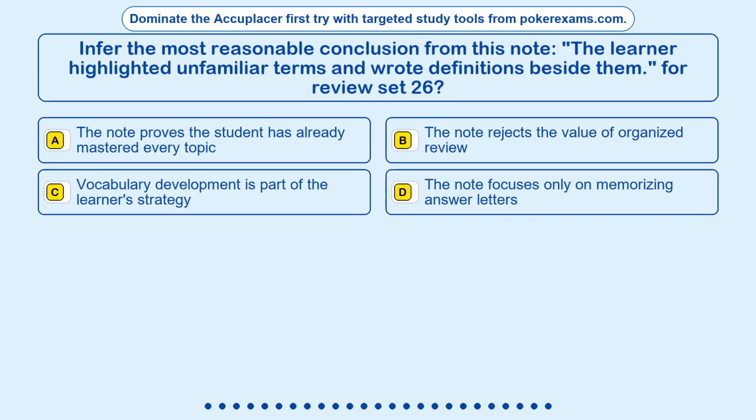Question 14. Infer the most reasonable conclusion from this note. The learner highlighted unfamiliar terms and wrote definitions beside them, for review set 26. Option A. The note proves the student has already mastered every topic. Option B. The note rejects the value of organized review. Option C. Vocabulary development is part of the learner's strategy. Option D. The note focuses only on memorizing answer letters.